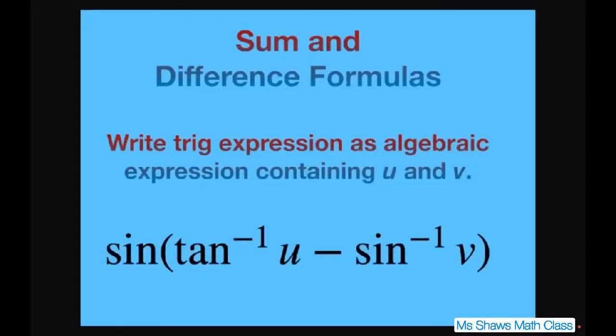Everyone, we're going to write a trig expression as an algebraic expression containing u and v using our sum and difference formula. So our form is alpha minus beta here. That's what we have, sine of alpha minus beta. And we're going to be using this formula.